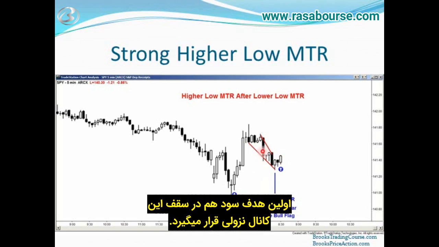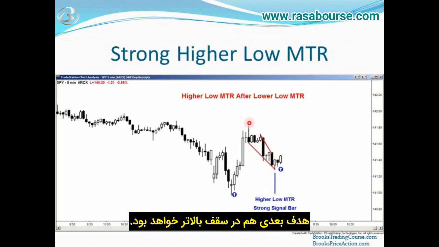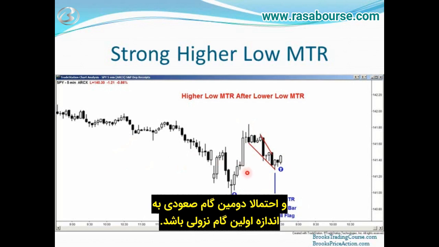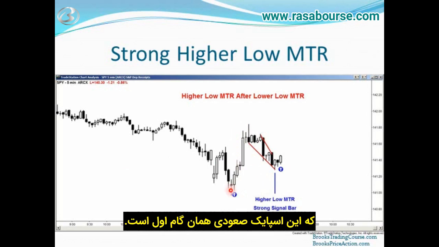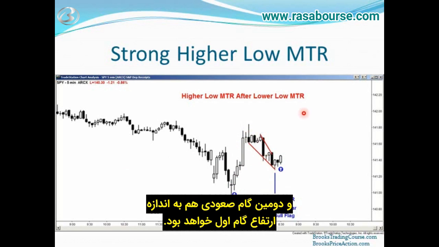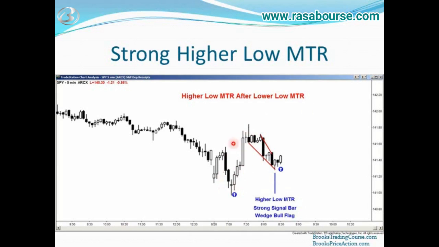First target would be the top of this channel down. Next target would be a new high of the day. And possibly a leg 1 equals leg 2 measured move up. Leg 1, the bull spike, and then a pullback, and then leg 2 would be a second leg up, about the same length as the first leg up.